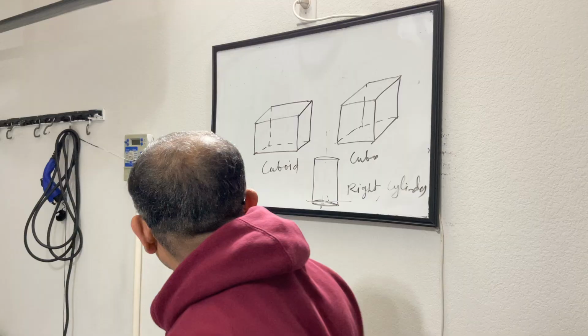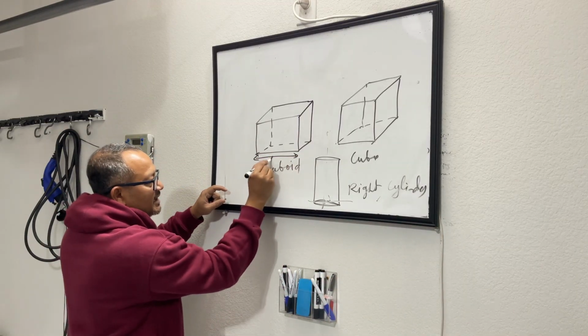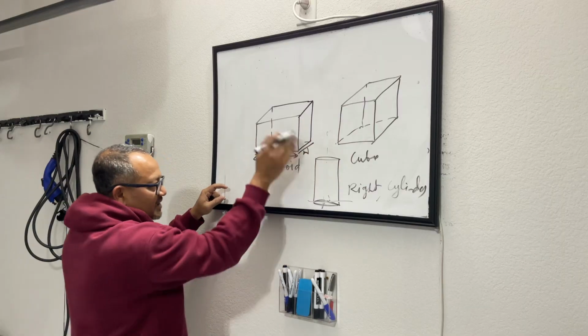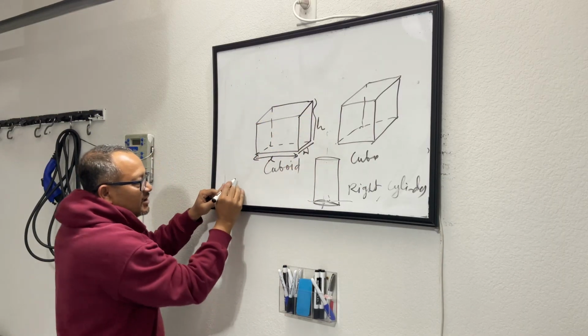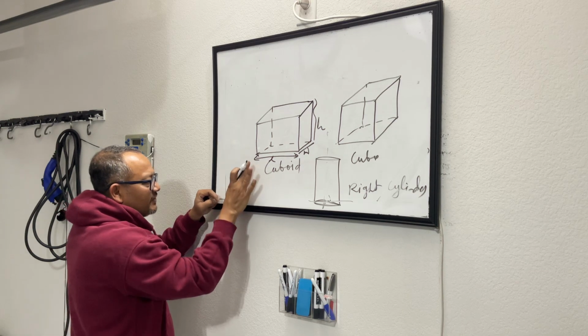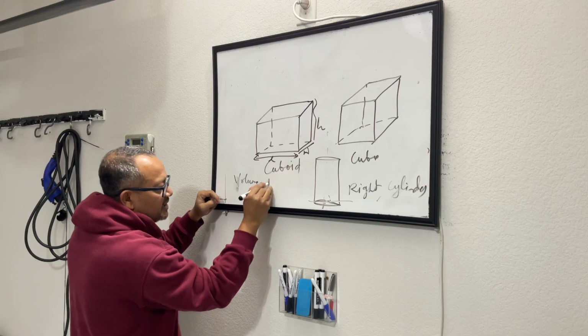So to find that base, you do width times length. Let's say we call this side length, this side width, which was a rectangle for us, and we stacked so many rectangles and added height. So if I'm talking about volume, what I'm doing is the area of the base.